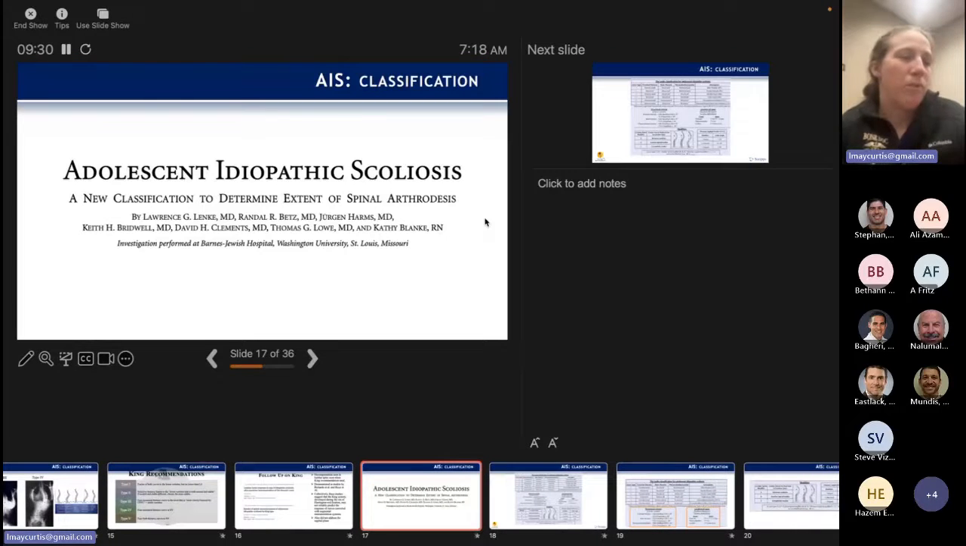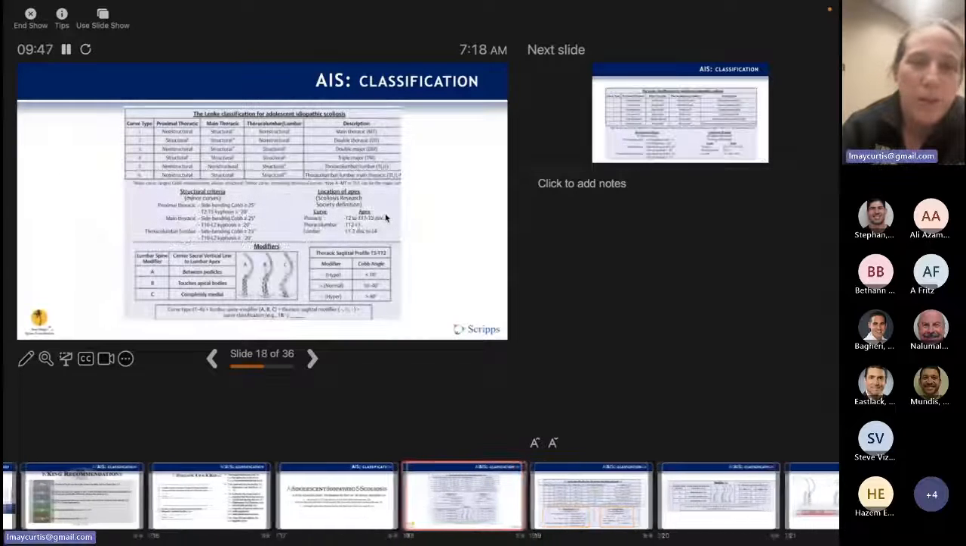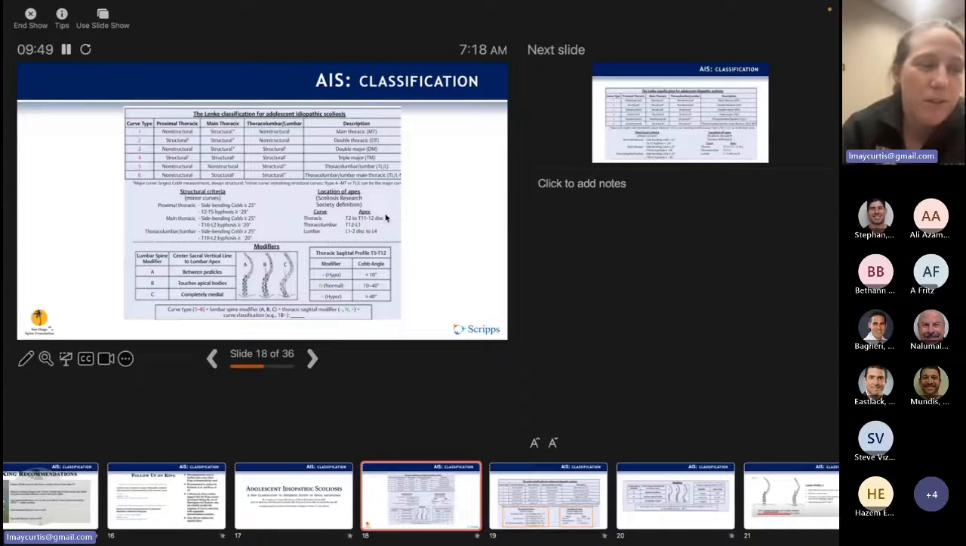So as a result, we instead have the Lenke classification system. This was described in Lawrence Lenke's paper from 2001. That's this paper here, a new classification to determine extent of spinal arthrodesis. This is what the Lenke classification system looks like, and we'll briefly go through the steps to assign a Lenke classification.